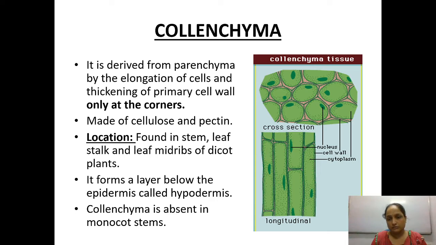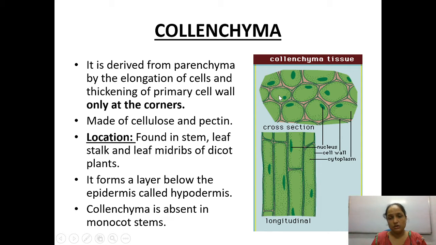The reason is that the cells which you are able to see over here have thickenings at the corners. This is the characteristic feature of the collenchyma tissue. In the cell wall, thickening is found at the corners; the wall becomes thick. Why does this happen? That is all because of the deposition of pectin, and the remaining cell wall is made up of cellulose, you know that.